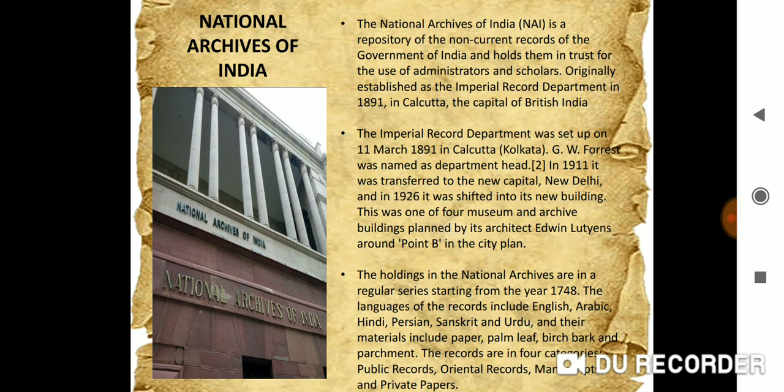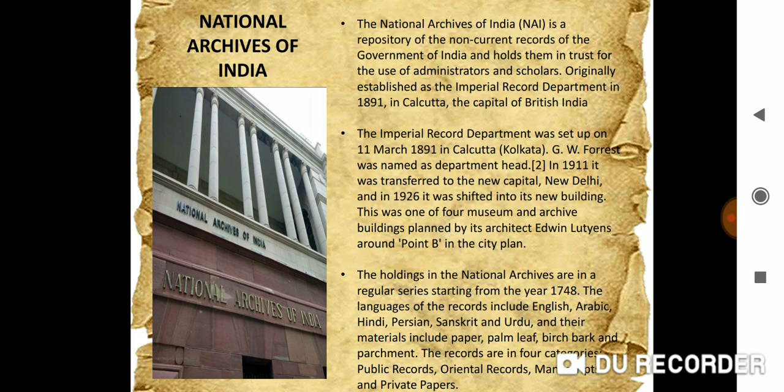The holdings in the National Archives are in a regular series starting from the year 1748. All documents are there basically from 1748. The languages of the records include English, Arabic, Hindi, Persian, Sanskrit and Urdu, and their materials include paper, palm leaf, birch bark and parchment. Documents from before 1748 are also there, but that was not the regular series. Many documents are there from the Mughal period, written in Persian and Urdu, and some documents are written on palm leaf and birch bark also.